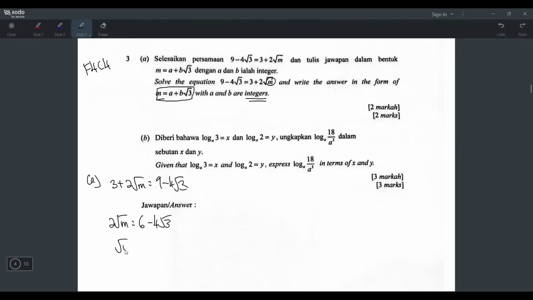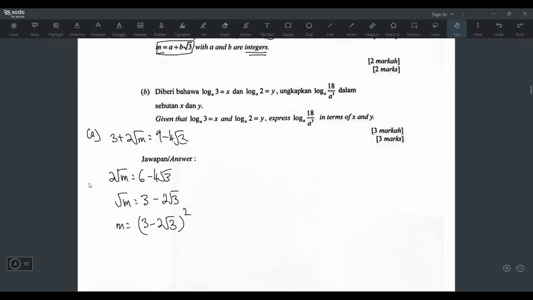Done. Now move the 2, but the 2 is times 2, right? So it becomes divide 2. So both terms also have to divide 2. So 6 divided by 2 will be 3. And then the 4 divided by 2 is 2, and then the square root 3 just stays beside. And the final step is square root, which becomes square. So it becomes 3 minus 2 square root 3, everything in brackets squared. So now I just have to expand this, then I get the answer already.